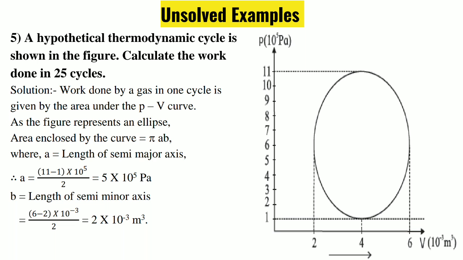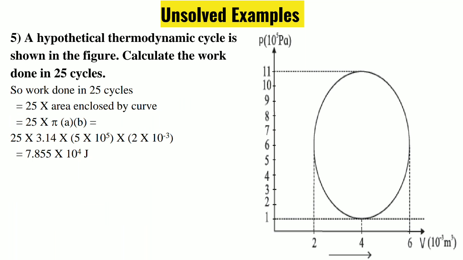Similarly, for the length of the semi-minor axis, semi-minor means we have to consider now from here to here. यहाँ से यहाँ तक का distance consider करना है. Okay, sorry, यहाँ से यहाँ तक का, we have to consider this distance. Previously हमने यहाँ से यहाँ तक का distance consider किया था. Now we have to consider from here to here. So it will be 6 minus 2. 6 minus 2 into 10 raised to minus 3. 10 raised to minus 3, volume has been given. 6 minus 2 into 10 raised to minus 3 upon 2. So after substituting, we will be getting the answer as 2 into 10 raised to minus 3 meter cube. A and B's values we have got.